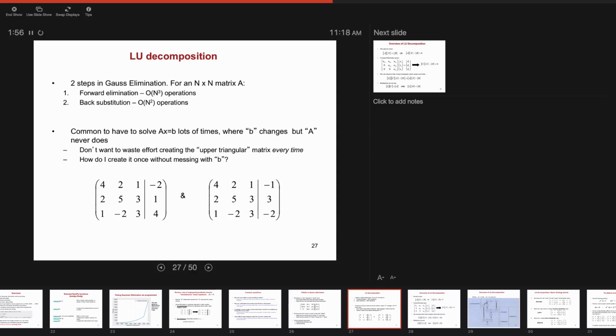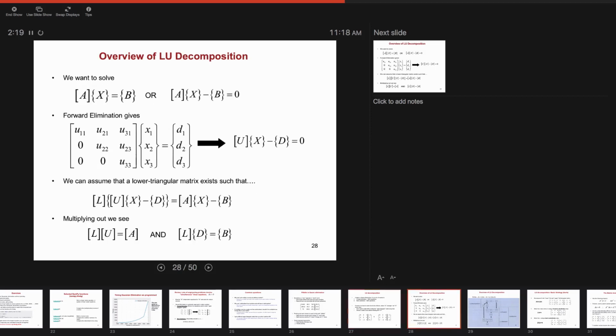In this forward elimination step that I'm doing, my A is not going to change. It's really just B that's changing. So maybe I can save some of it and cut some of the time down. So that is the idea of LU decomposition.